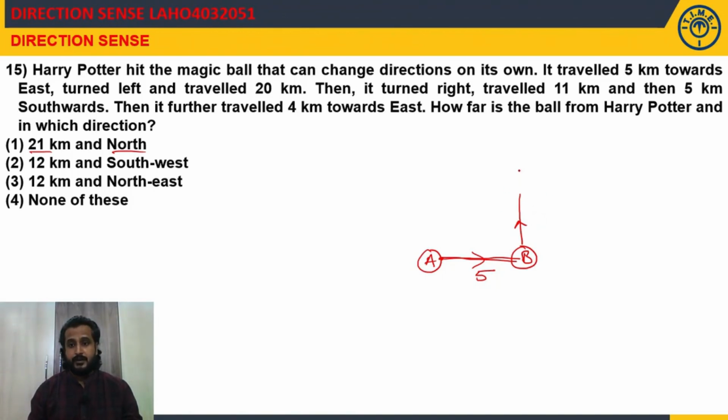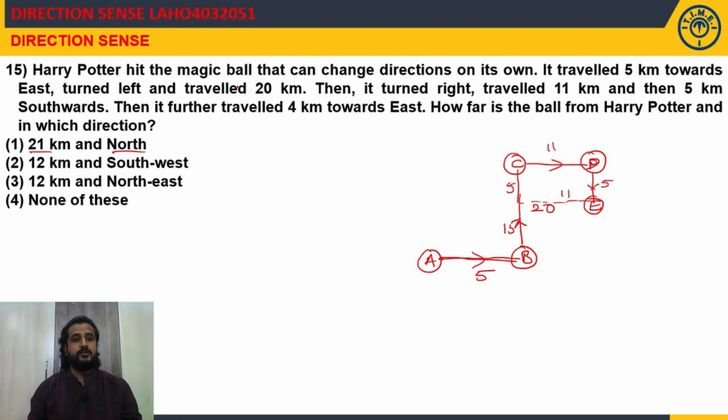Earlier 5, but it is 20 now. Let's say it is point C. Now it is at this point. Then it turned right. While moving north, right hand side will be east. 11. Let's say it is point D. And then 5 kilometers south. On a paper, south is towards downwards. But how much? 5 only. Let's say it is point E. So it is 11, it is 5, so remaining 15. Please maintain the scaling.